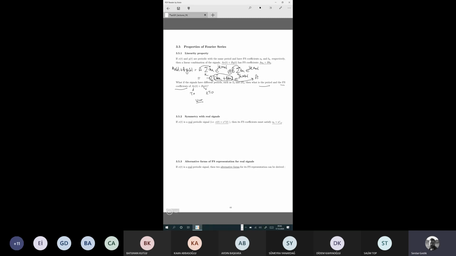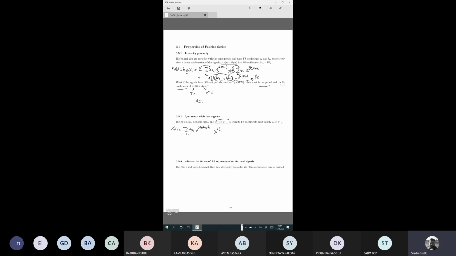The next property is symmetry with real signals. It tells you that if x(t) is a real periodic signal, real meaning that x(t) is equal to the conjugate of x(t), then its Fourier series coefficients must satisfy a_k equal to the conjugate of a_{-k}. How can I prove that? First, I will again start by writing x(t). It is simply the summation over k of a_k e to the power j k omega_0 t.